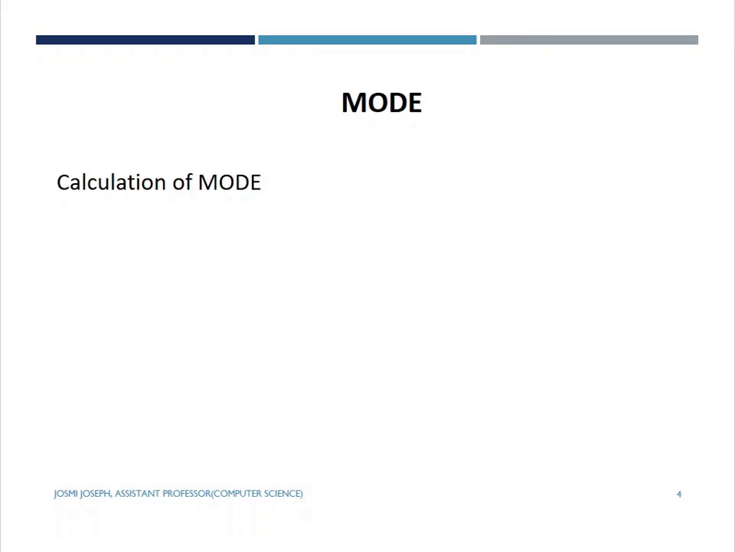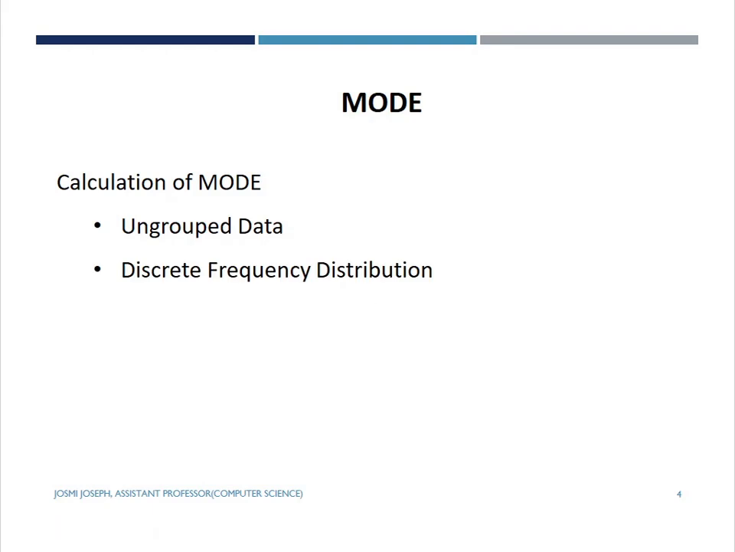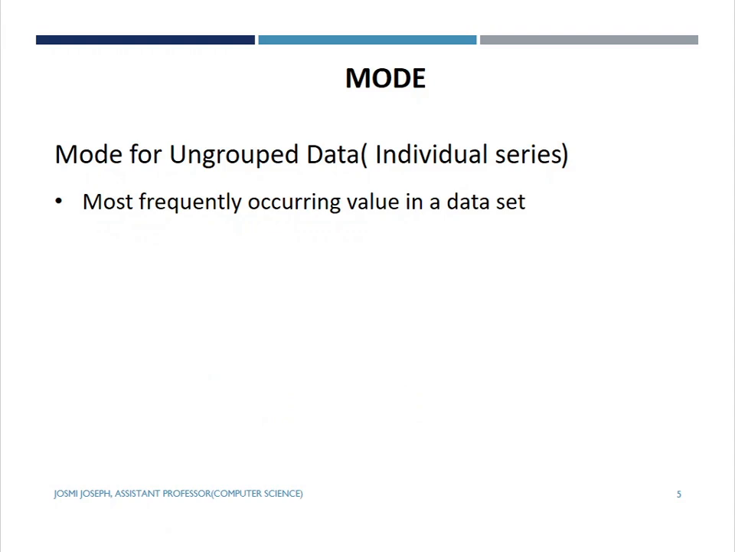For calculating mode, we will be given some kind of data, and it can be ungrouped data, a discrete frequency distribution or a continuous frequency distribution. So here we are considering the calculation of mode for ungrouped data, or the individual series, for a discrete frequency distribution, and for a continuous frequency distribution. For ungrouped data or the individual series, where the elements are given individually, the most frequently occurring value in the given set is the mode for that particular data set.